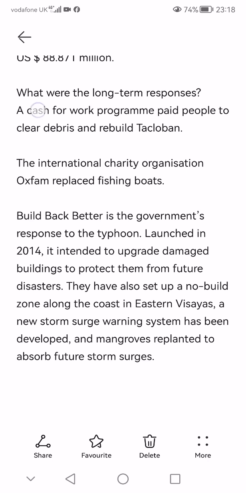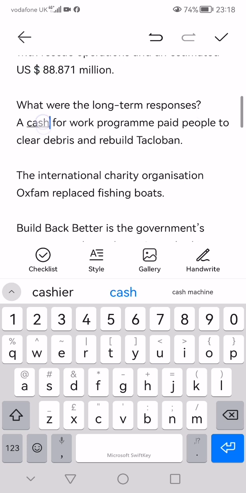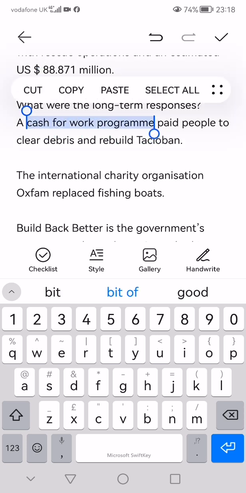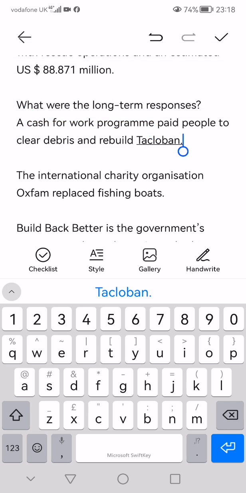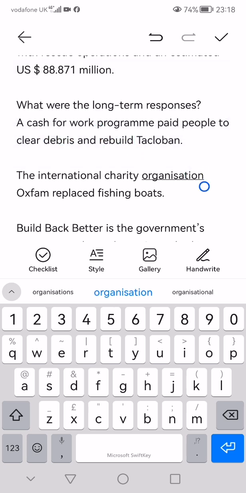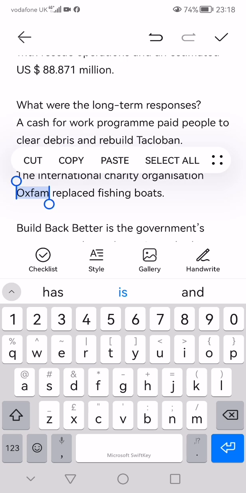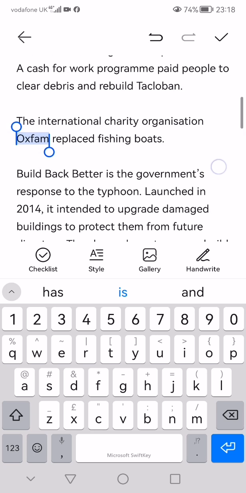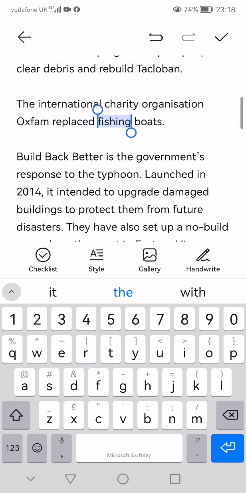So in the longer term, there's still things that they did. A cash for work program paid people to clear the debris. So basically, people who lost their jobs were paid by the government to clear the debris. Like this means kind of bits of house and bits of road and bits of infrastructure, bits of metal that just lay around, and rebuild the city. Also, the international charity organisation Oxfam, you may have seen a shop of them in England, they replaced fishing boats so people could get back to fishing. This gives the country more food.